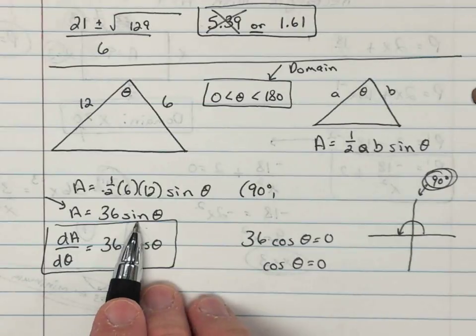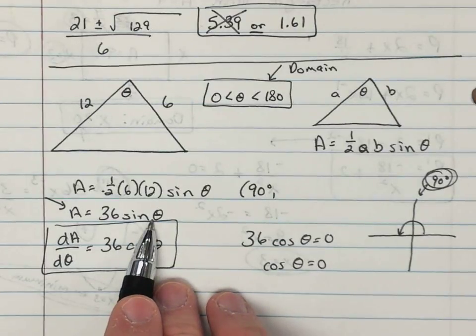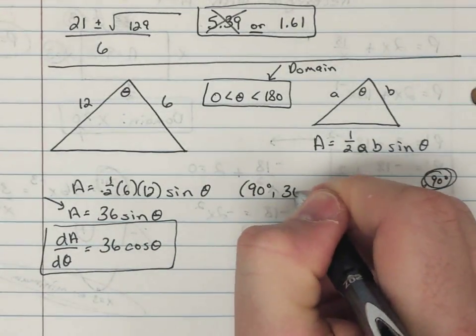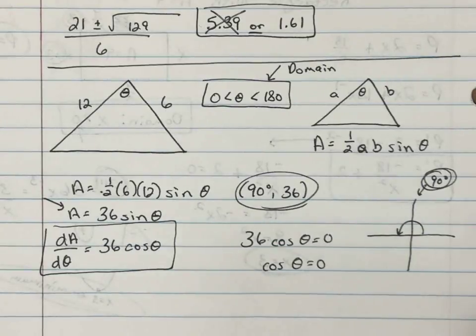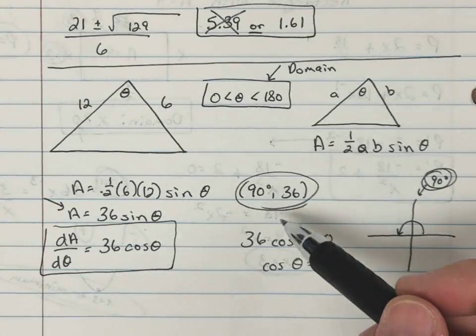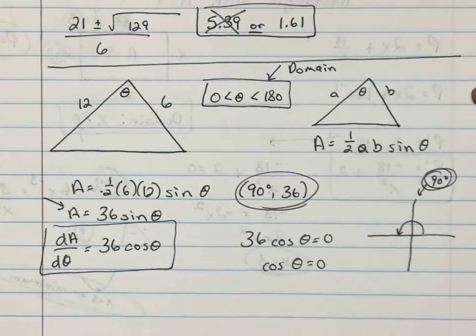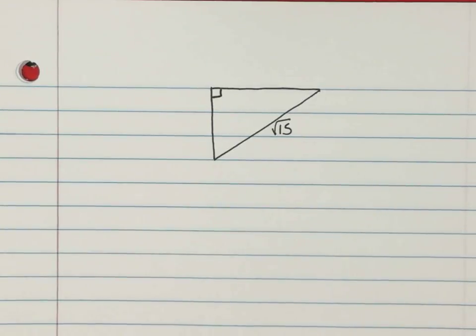You can plug it in now. The sine of 90 is 1, correct? And the area would be 36 times 1, which is 36. That's your maximum area. You can try different degree measures, but that's going to be the one that gives you the largest area possible.